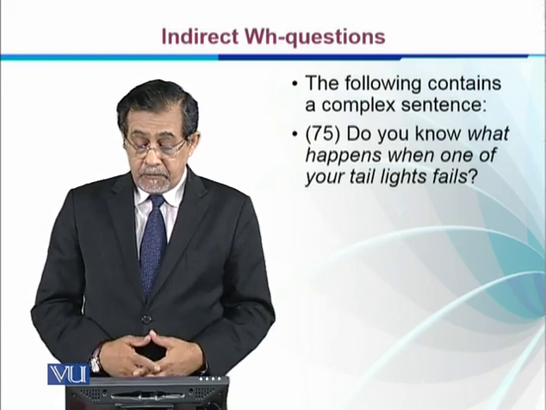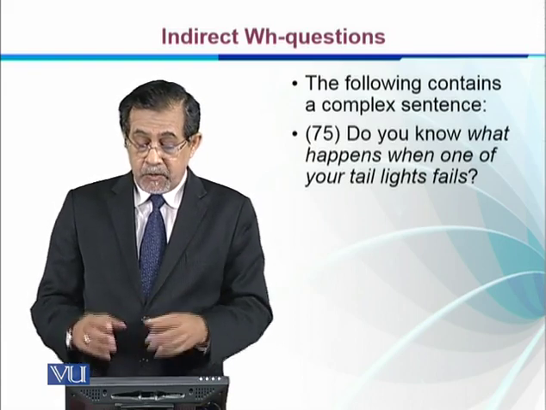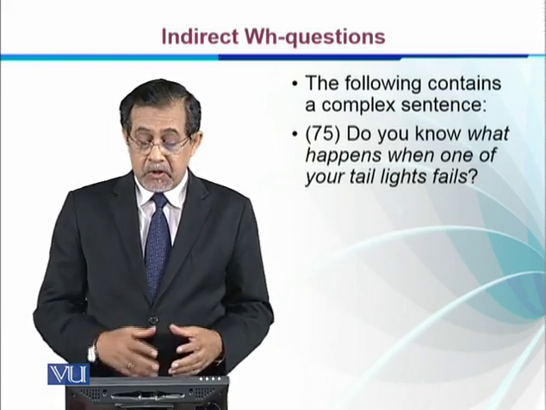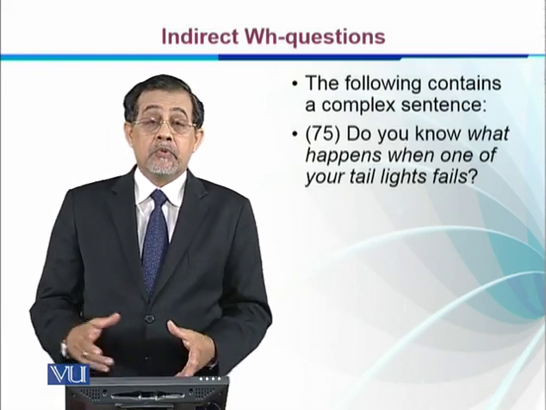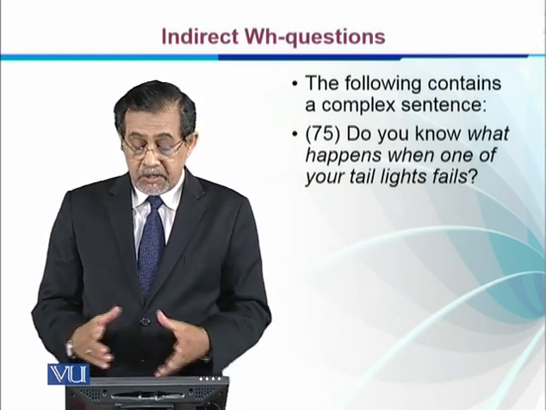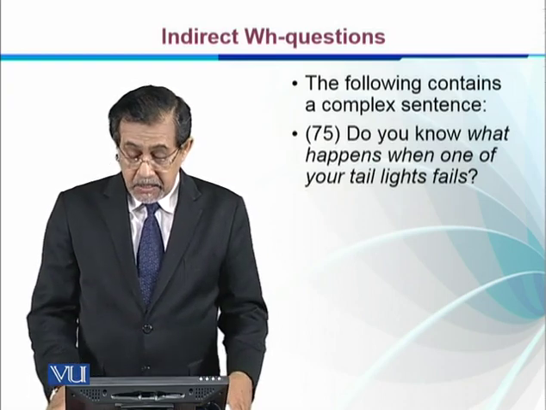So if you look at this, what happens when one of your tail lights fails? This is a complex sentence. The main clause is "do you know?" It has two subordinate clauses: what happens, and when one of your tail lights fails, right?